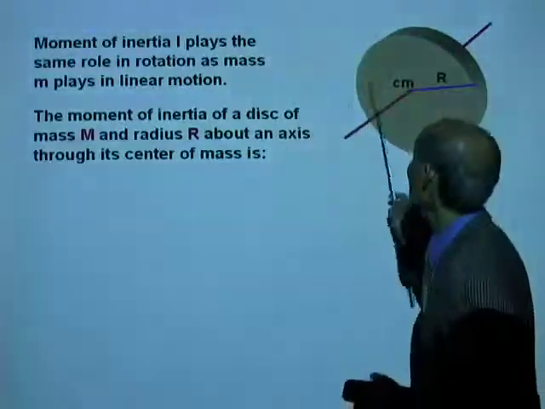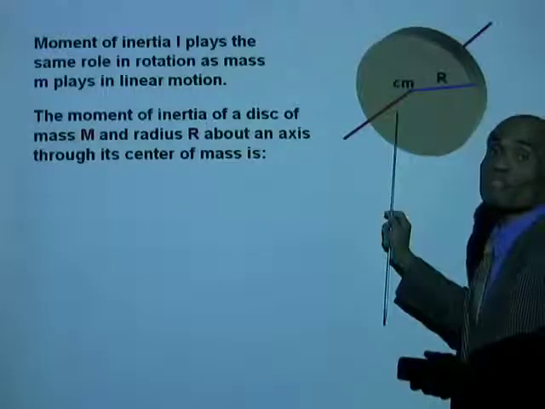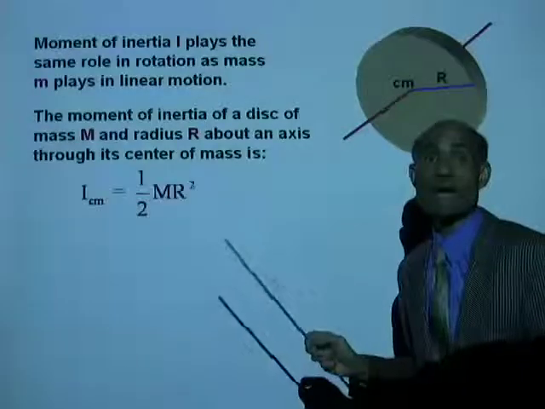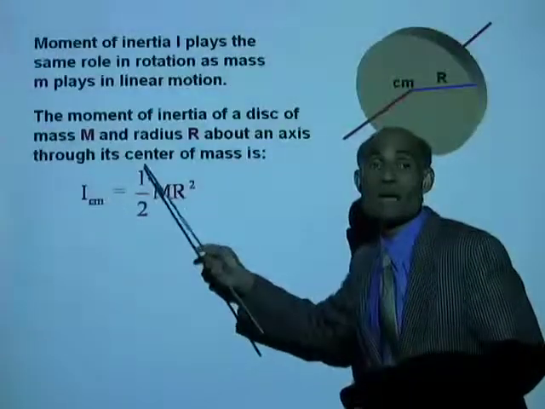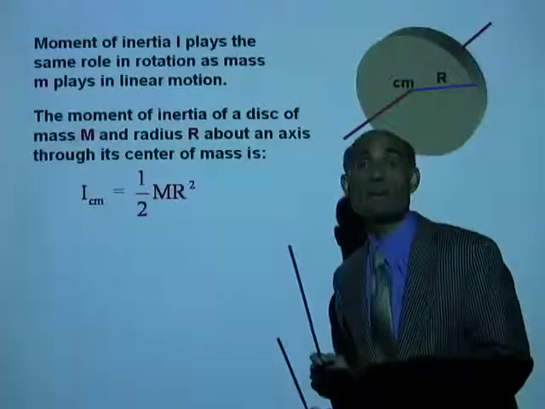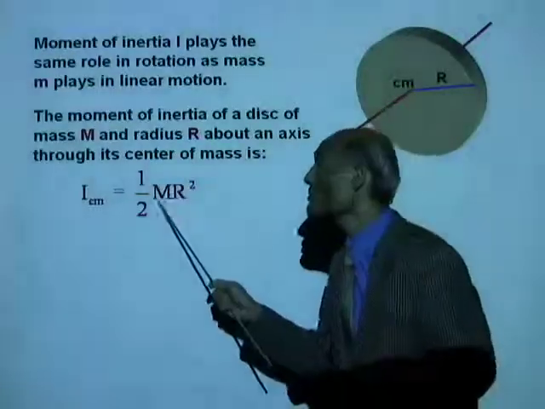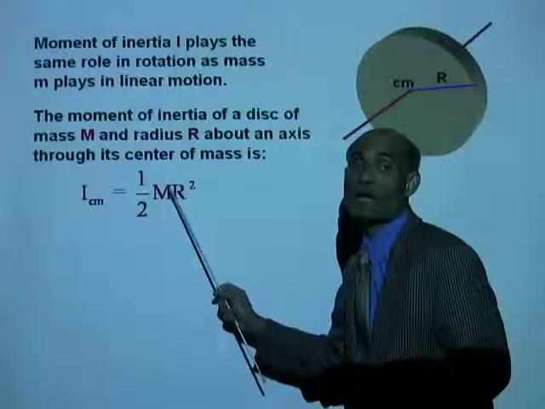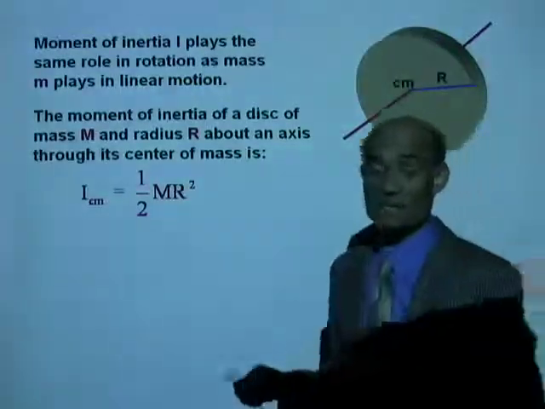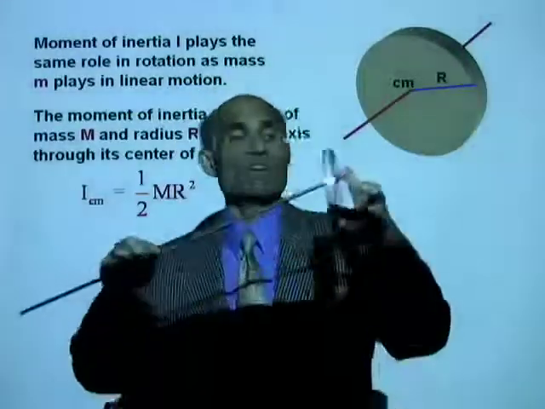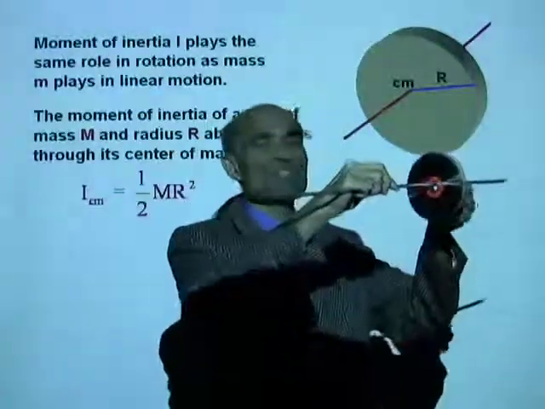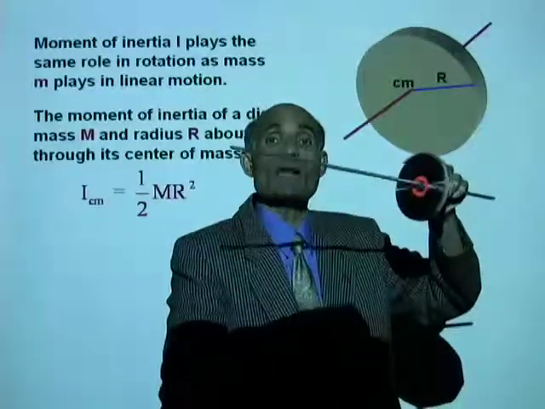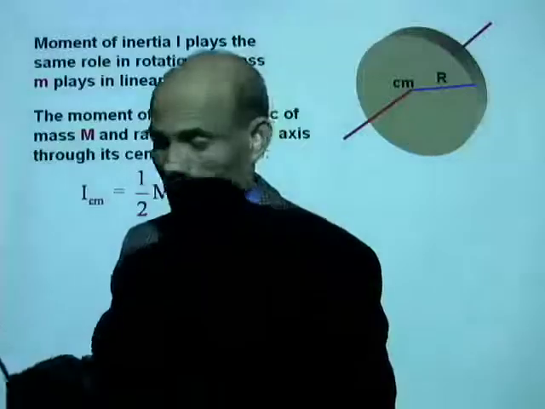Now, what is the formula for the moment of inertia of a disk about an axis that passes through its center of mass? The formula is this: I center of mass equal to 1/2 mr squared. This is the moment of inertia of a disk of radius r and mass m about an axis that passes through its center of mass. Well, this is an axis passing through the center of mass of this disk. So its moment of inertia is 1/2 mr squared.